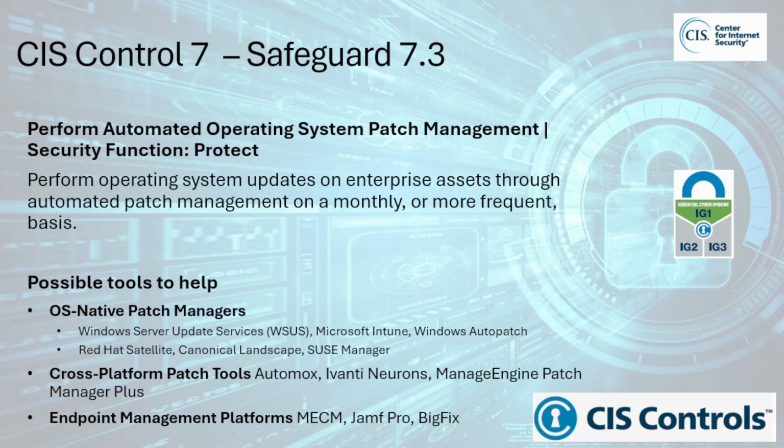By automating patch management, organizations can significantly lower the risk of exploitation from known operating system vulnerabilities while ensuring systems stay secure and current. Possible tools to help include operating system native patch managers such as Windows Server Update Services or WSUS, Microsoft Intune, Windows Autopatch. These automate patch delivery for Windows operating systems.